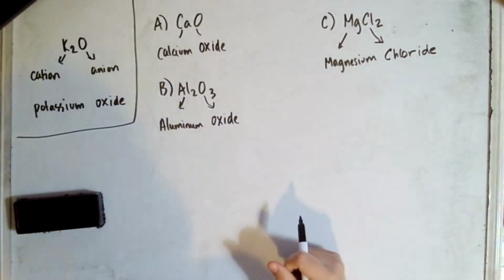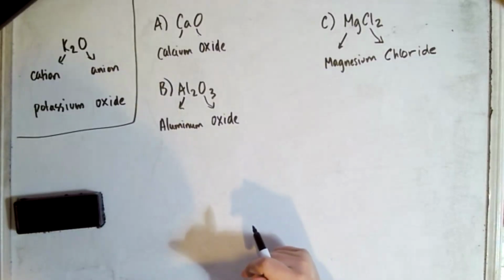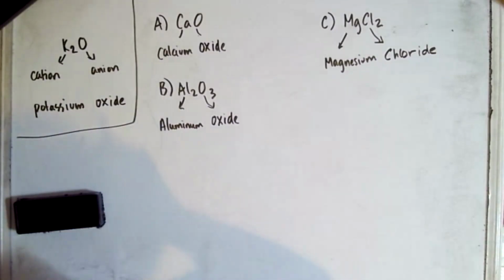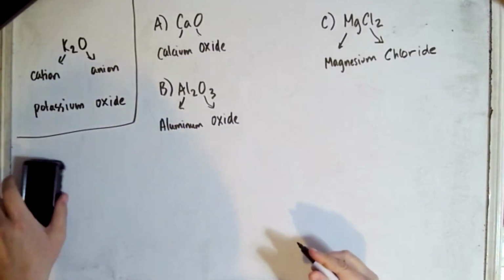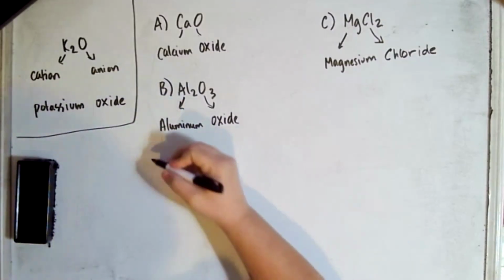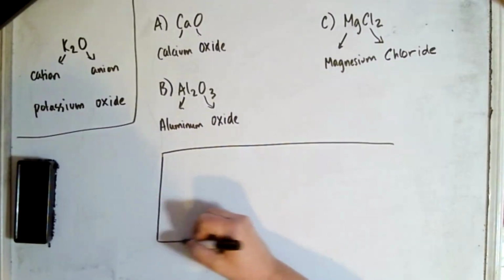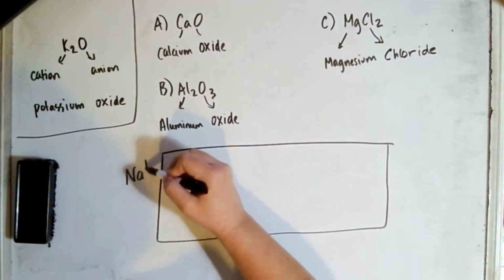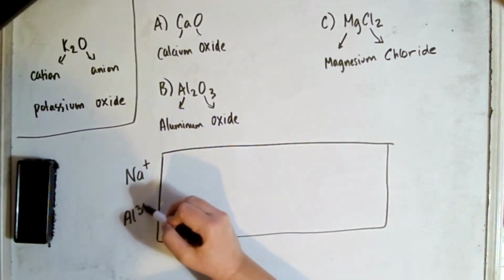All right. One more example for the next learning check where they have us writing names and formulas for compounds of the following ions. And they have this one presented in an interesting way. So they've given us some boxes. They give us the sodium ion and the aluminum ion.